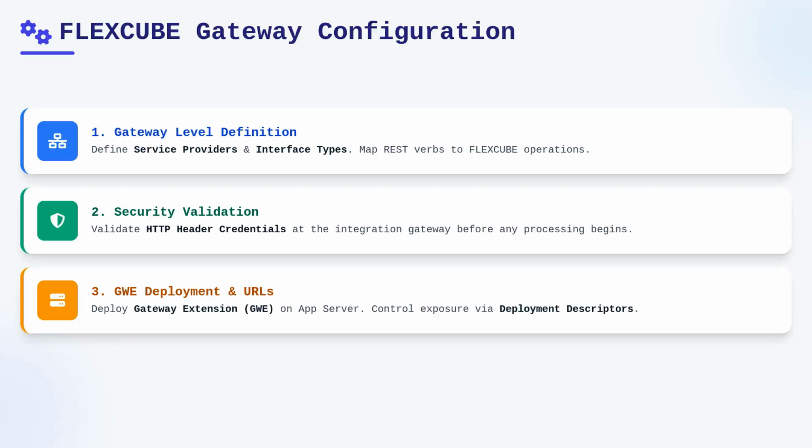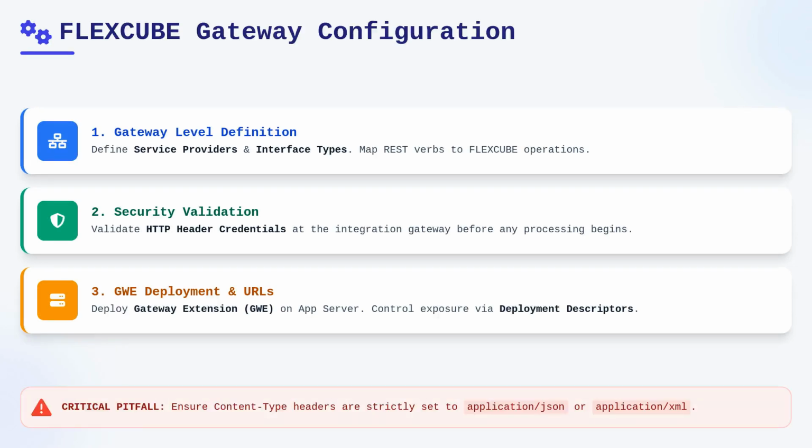on the application server. You need to verify that your resources are exposed via the proper URL patterns, which are controlled through the deployment descriptors of your integration modules. A common pitfall is misconfiguring the HTTP response types. So always ensure that your content type headers are set to application/JSON or application/XML as per your integration requirements.